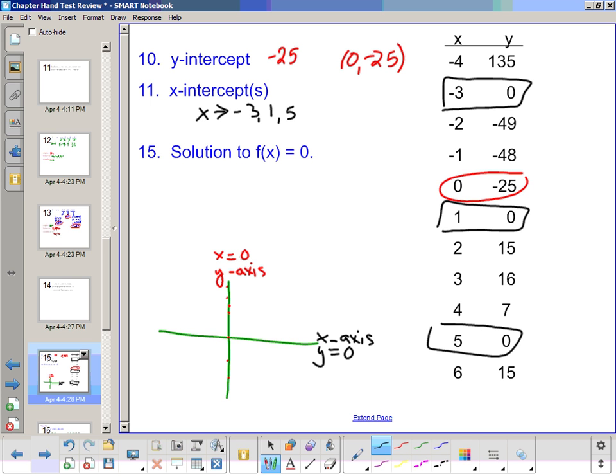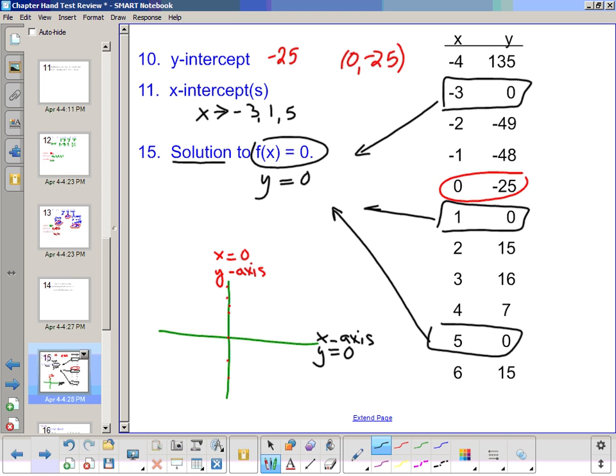Now for number 15, we want a solution to this equation f of x equals 0, which is another way of just saying y equals 0. So where on earth does y equal 0? Well, that is just what we looked at for the problem before. There are 3 places where y equals 0, so for any solution, you could say it's negative 3, 1, or 5.